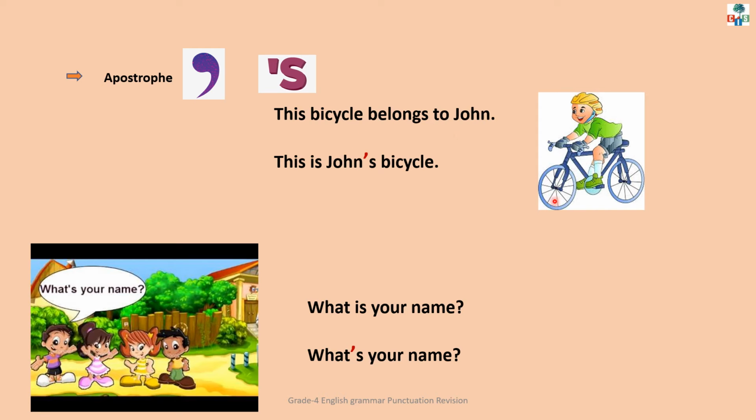Who is the owner of the cycle? John. So we can write like this. This is John's bicycle. John, apostrophe mark and s. It shows the possession.